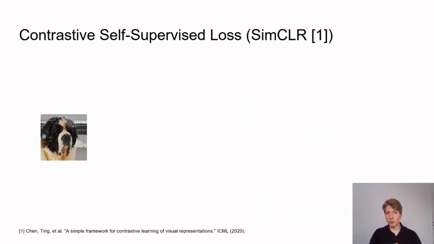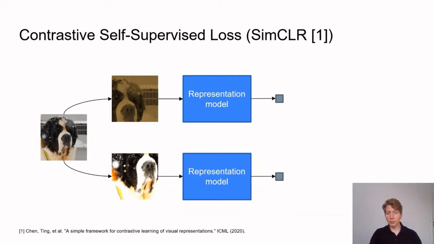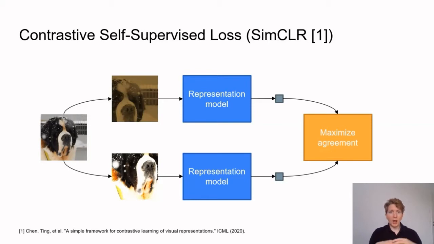Another family of examples are contrastive losses, like in SimCLR. In SimCLR, input images are first transformed by two randomly sampled transformations, like shown here. Then these transformed images are fed into a representation model that produces a representation vector. Now, during training, the model is updated in such a way as to maximize the agreement between these two vectors. This way, transformations should motivate the representation model to ignore noise and focus on important information about the class of the image.